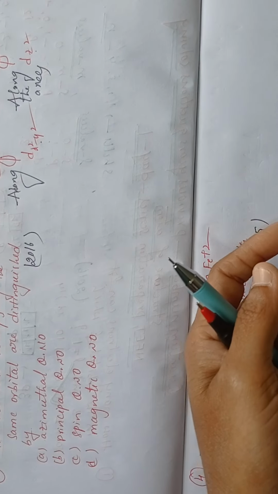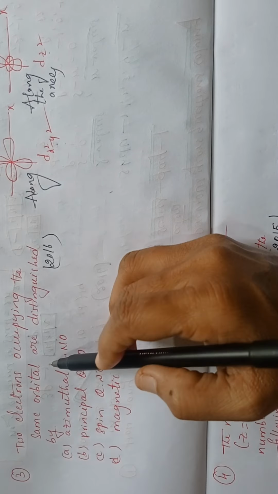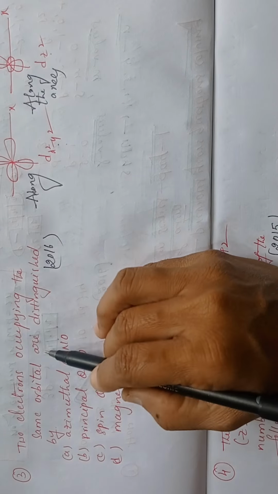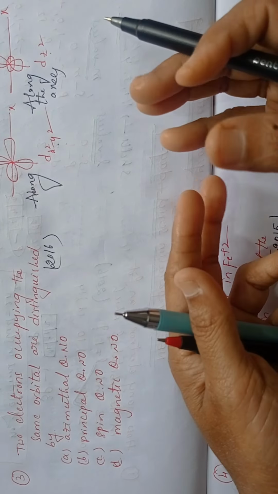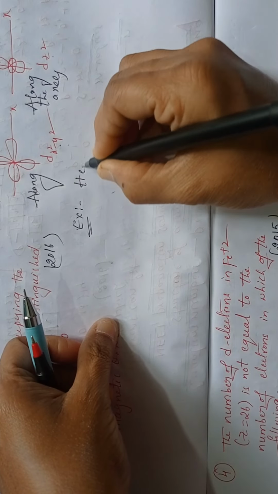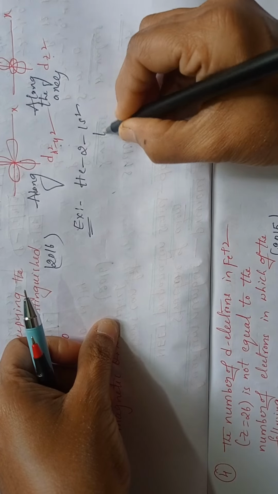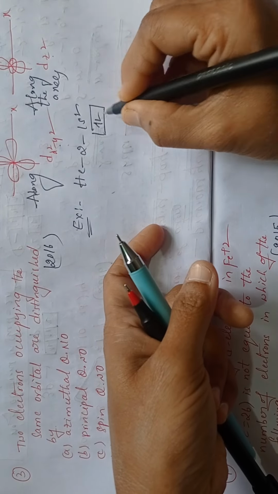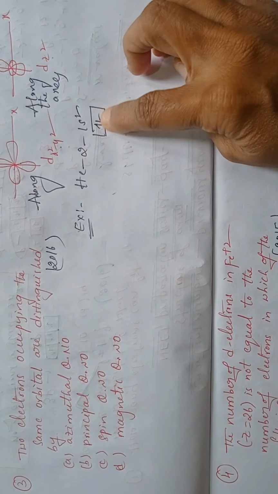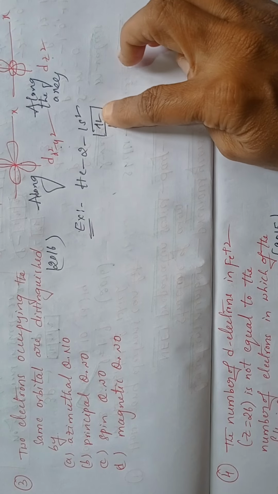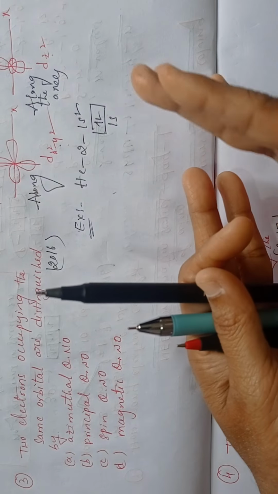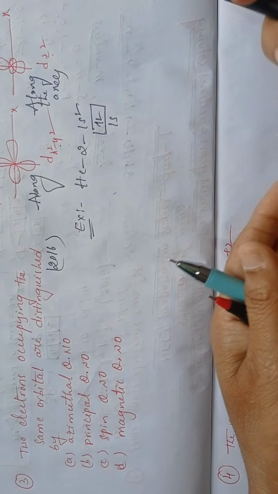Okay, now see students, third question: the electrons occupying the same orbital are distinguished by? For example, I am taking helium here, atomic number 2, electronic configuration 1s2, that means 2 electrons are there in 1s. Now in the same orbital, 2 electrons are there, correct? These 2 electrons differ in which quantum number? That is the question, students.